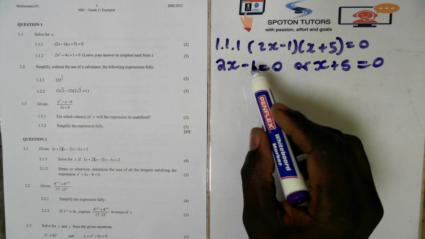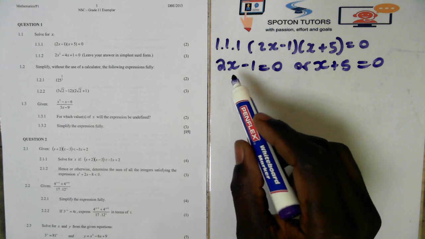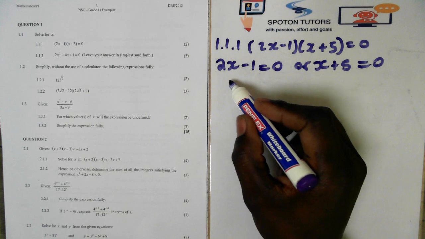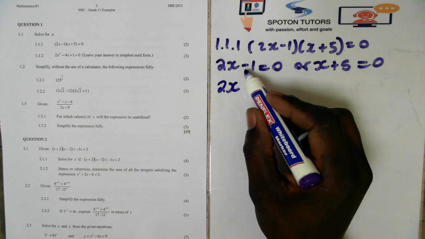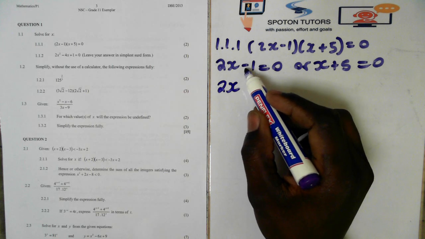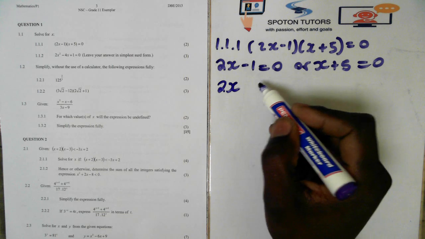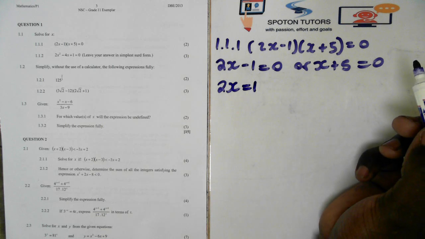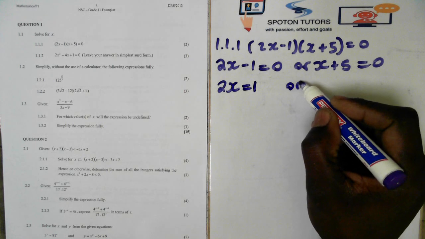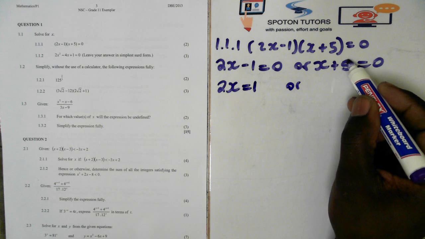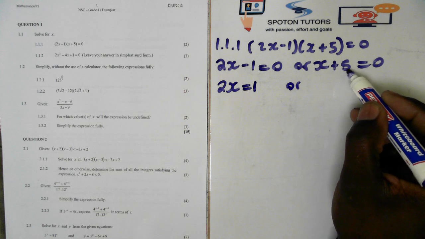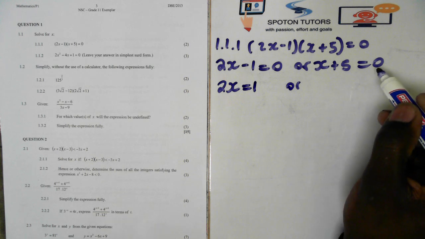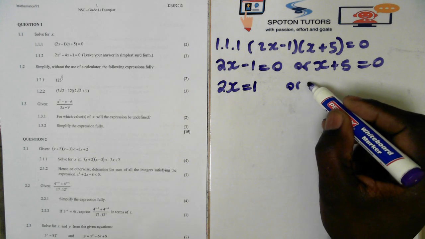Then you want to solve for x, so you want to make x the subject of this equation. You add 1 both sides. Why do you add 1? Because you want to remove the minus 1, which means that 0 plus 1 is equal to 1. Or you want to minus 5 both sides. Why do you want to minus 5 both sides? Because you want to remove the plus 5. 0 minus 5 is equal to minus 5.